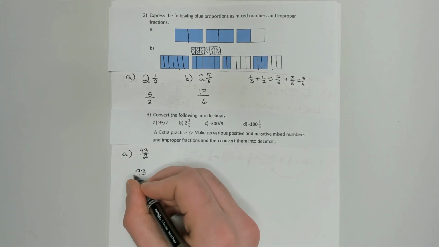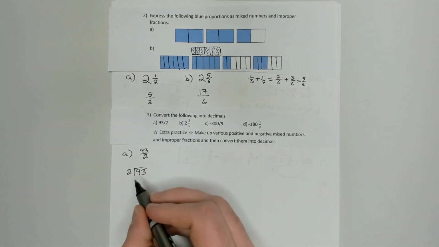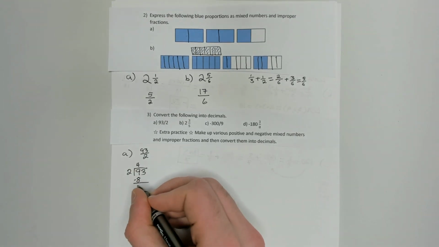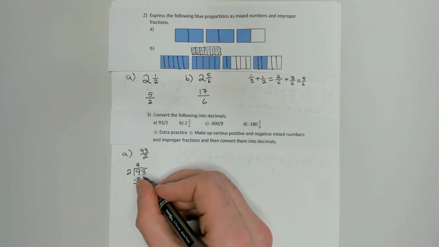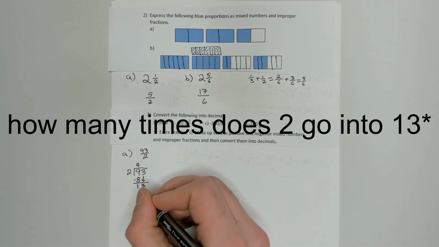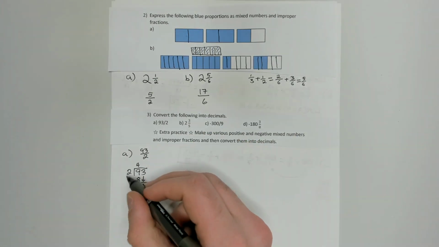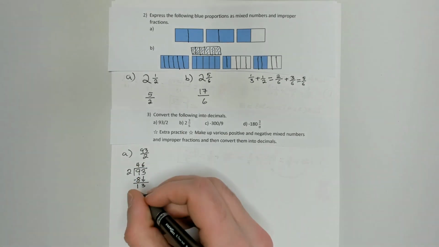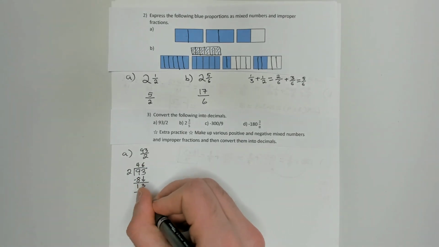So 93 divided by 2. How many times does 2 go into 9? It goes in 4 times, right? Since 4 times 2 is 8, which we'll then subtract off, we get a remainder of 1. Then we bring down our 3. How many times does 2 go into 3? Well, 12 is going to be the closest even number below 13, so 2 will go in 6 times. Subtract off 12, we get 1.